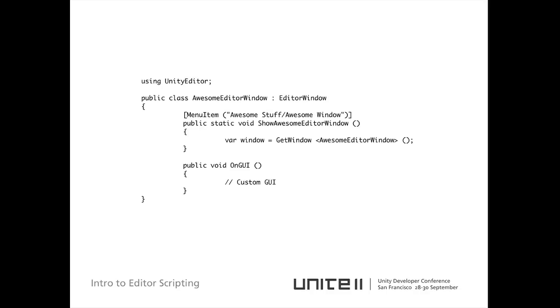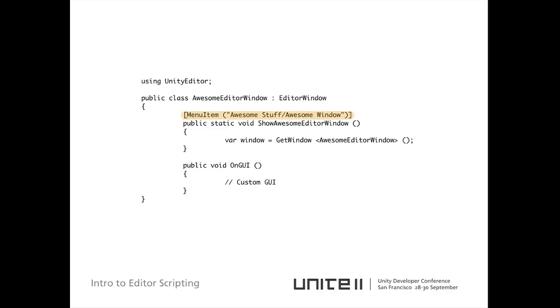So here's a very, very simple bare-bones editor window class. All it does is create a window that pops up, and it has absolutely nothing in it. So let's go through it. First, we have the EditorWindow class that you inherit from, and this gives us all the API we need to use the class. And there's no attribute that you have to have for an editor window.